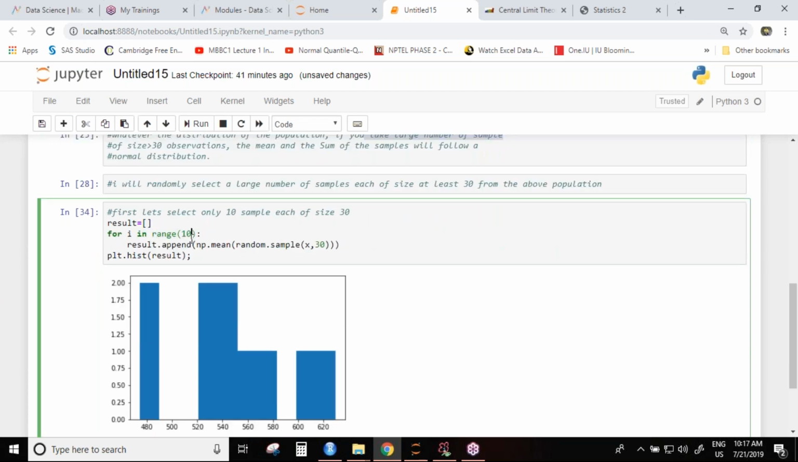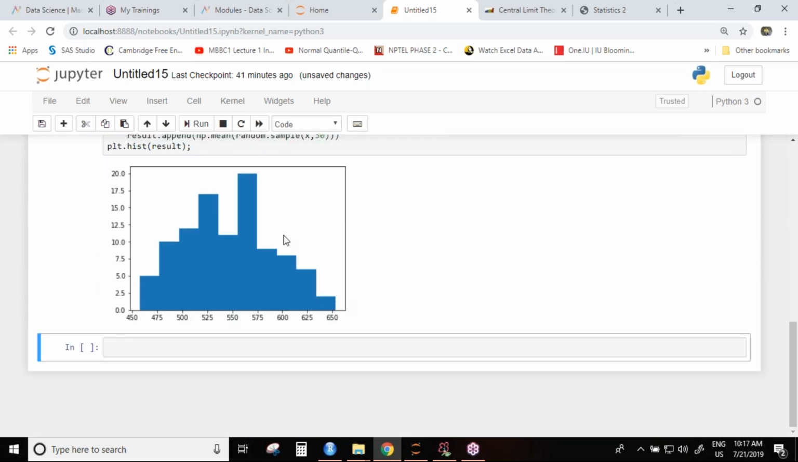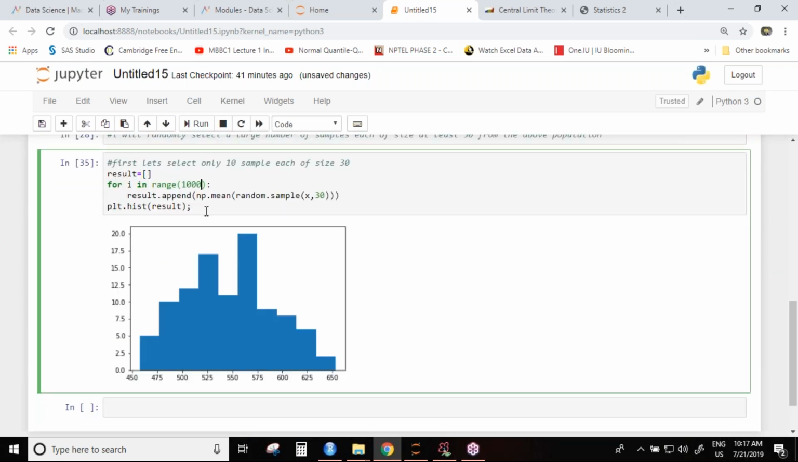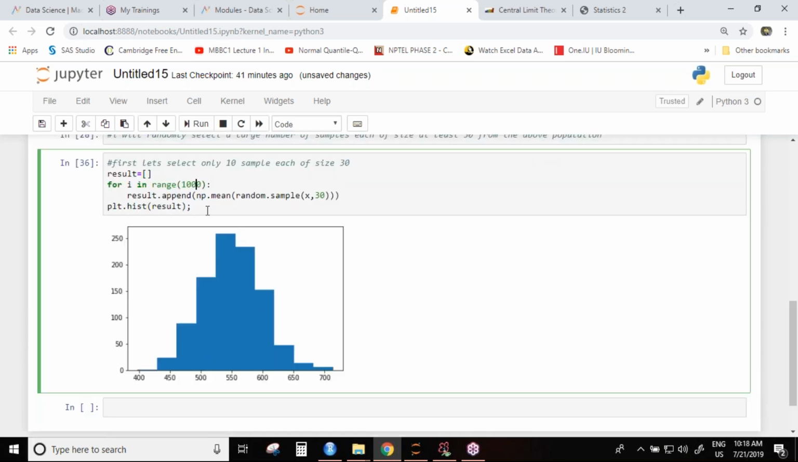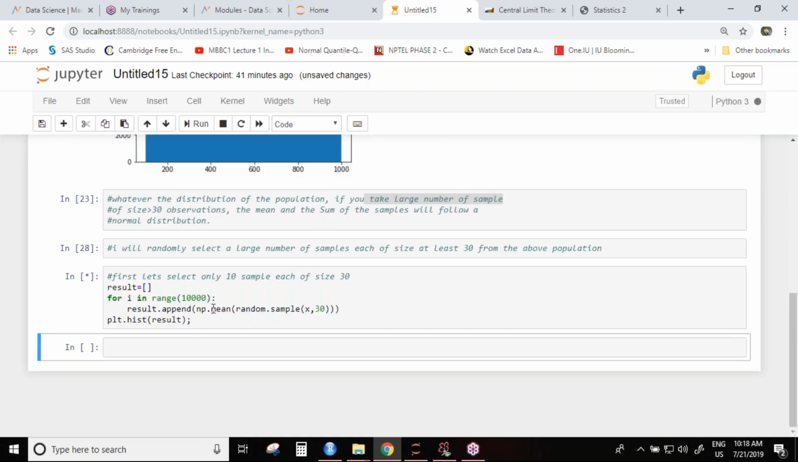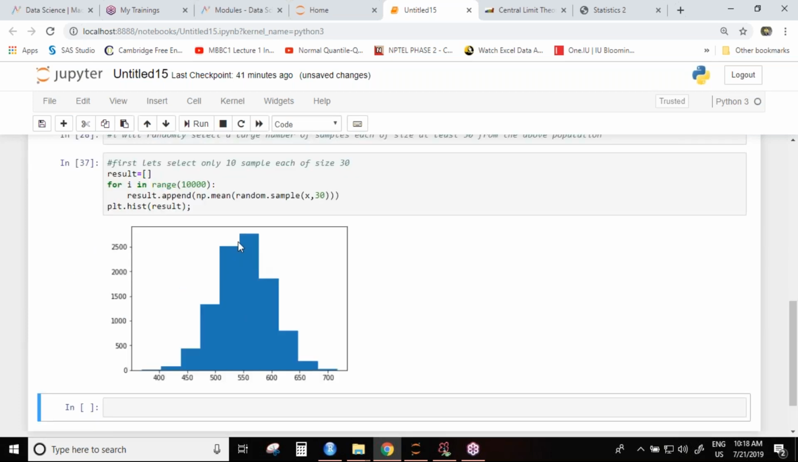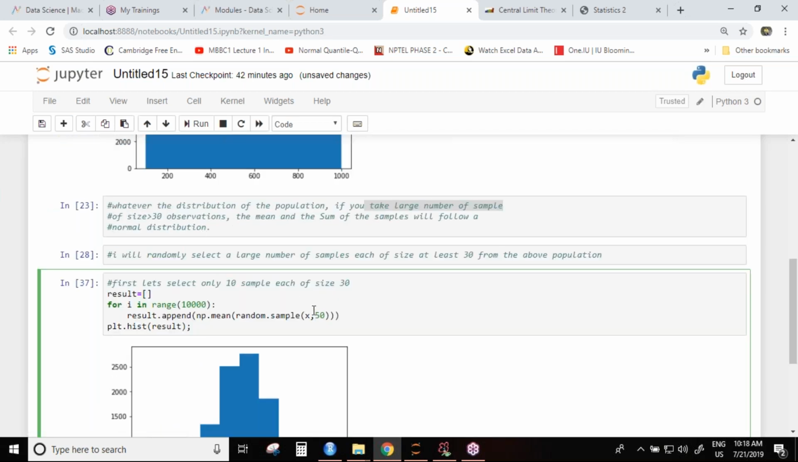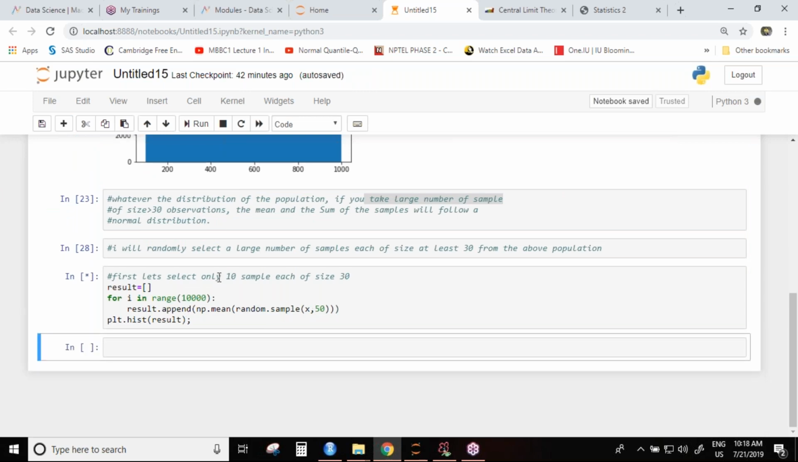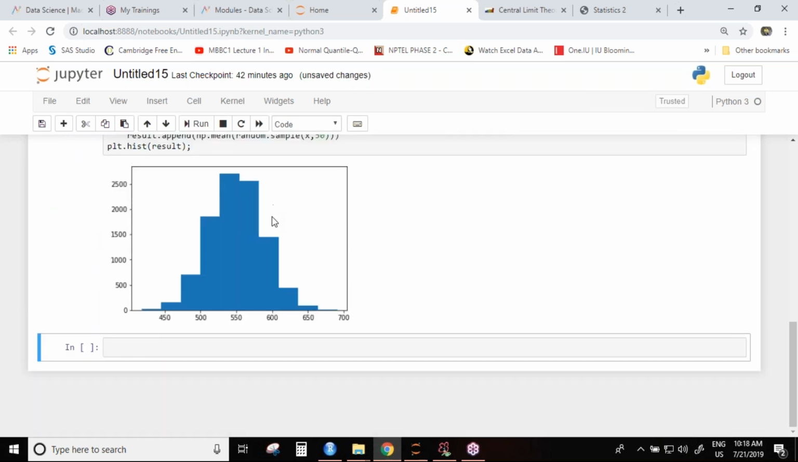Okay, let me increase this to a large number, let me make it 100, and I run this. Now almost like a normal distribution. Let me make it even larger, 1000. Now you see, it's very much like a normal distribution. Let me make it 10,000. Now it's definitely like a normal distribution. Now you just draw a curve on it and it will look like a normal distribution. So 30 is the minimum the theorem tells me. Let me make it 50 and run it once again. Now this is exactly like a normal distribution.